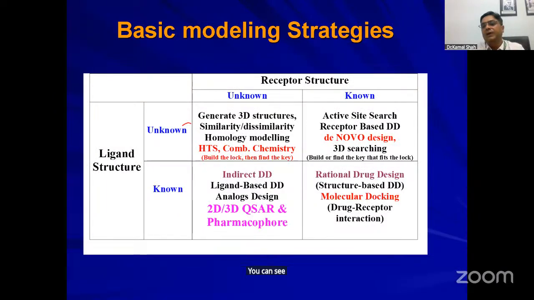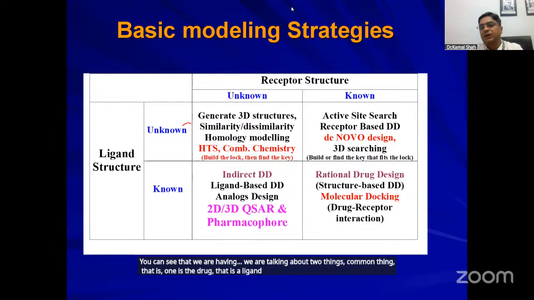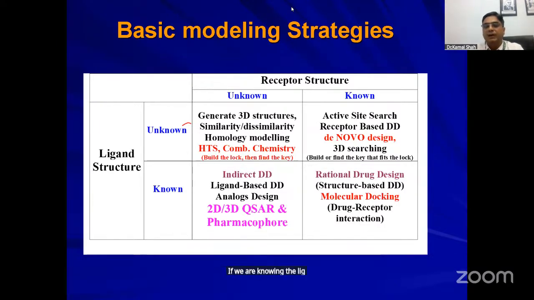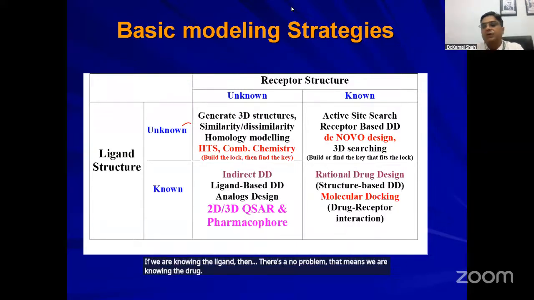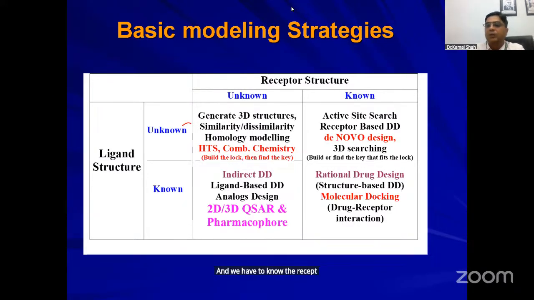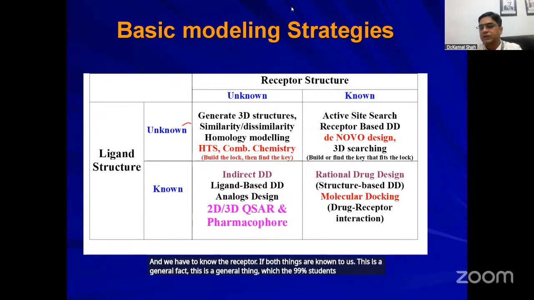We are talking about two common things: one is the drug, that is the ligand, and the other is the protein, that is the receptor. If we know the ligand, then there's no problem. That means we know the drug, and we have to know the receptor. If both things are known to us, this is a general case.